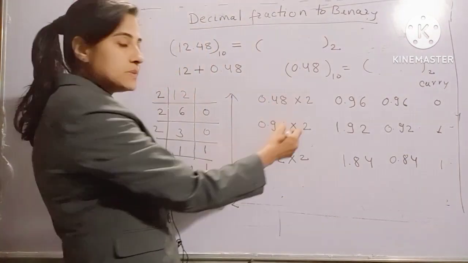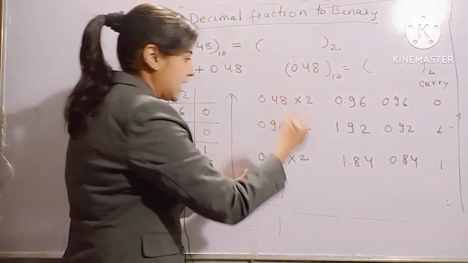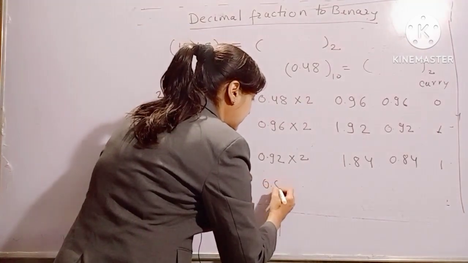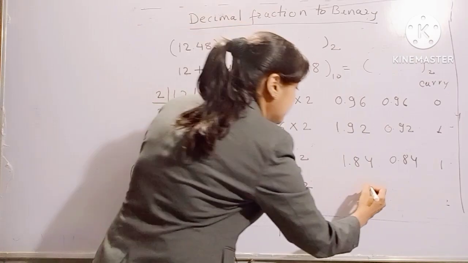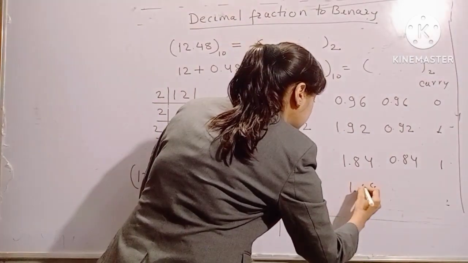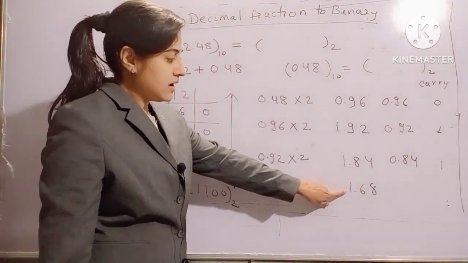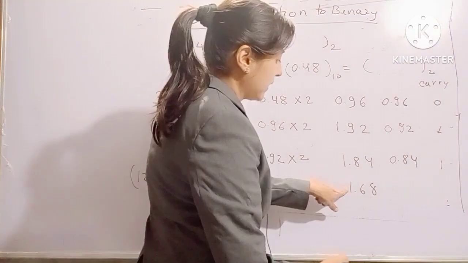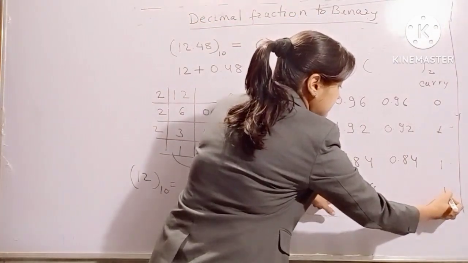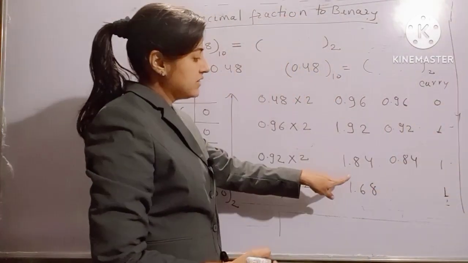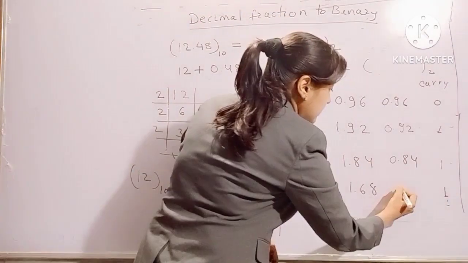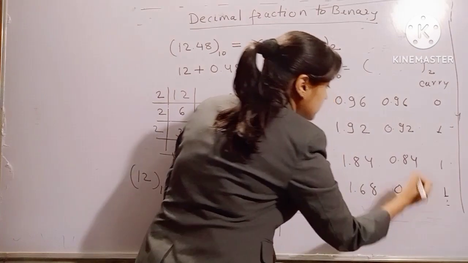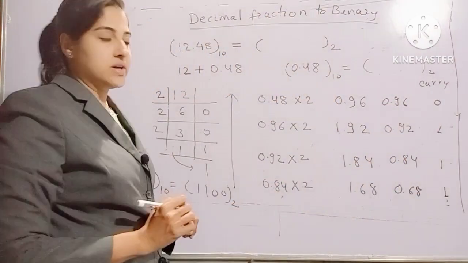Again these 3 steps are enough actually, but we can have 4 steps also. So 0.84, multiply that by 2 and I'll get 1.68. Again here I am getting 1. If I am getting 1 here, I have to write it as 1 under carry. If I am getting 0 here, I have to write 0 here. Okay. So 4 steps are more than sufficient here.